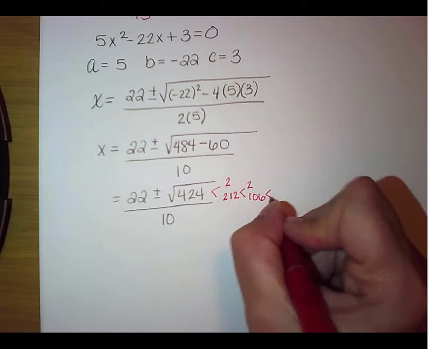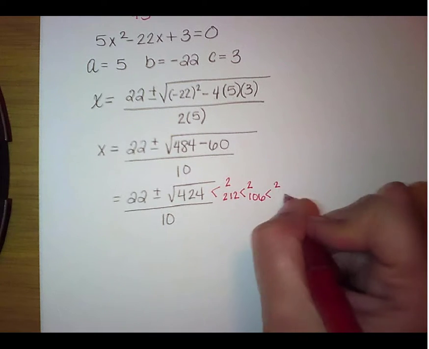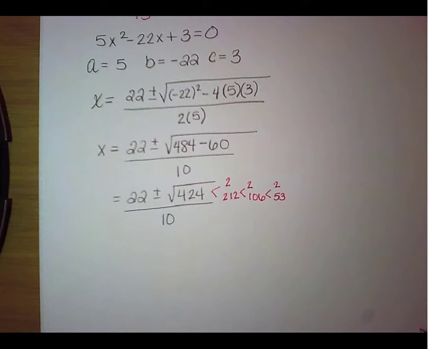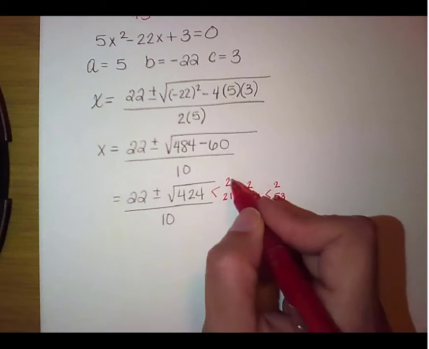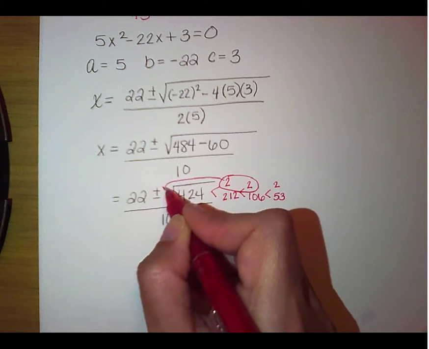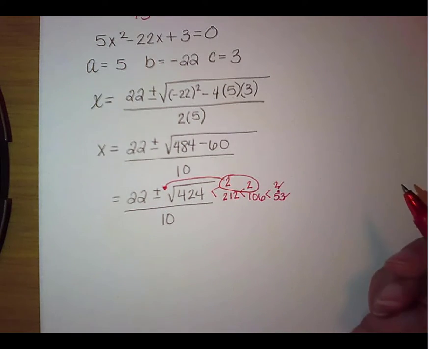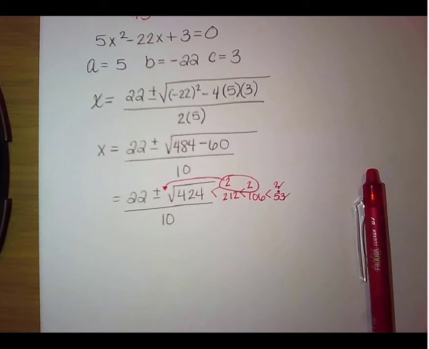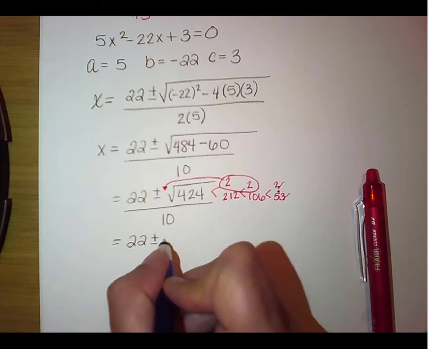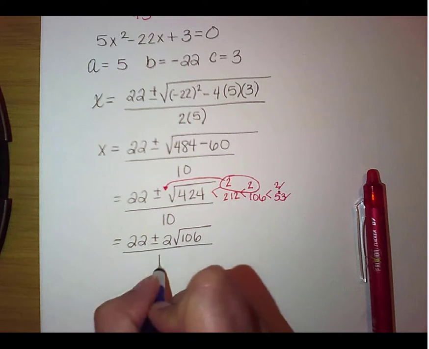You can break this down again. It still ends in an even number, so it's still divisible by 2. This would be 2 and 53. And 53 is actually going to end up being a prime number, so we can stop right there. We do have a pair of 2's. Remember, every time we have a pair, we're going to pull one of them out. And then we have this 2 and 53 left under, so that we are going to multiply those back together. So this is going to end up being 22 plus or minus 2 square roots of 106 all over 10.